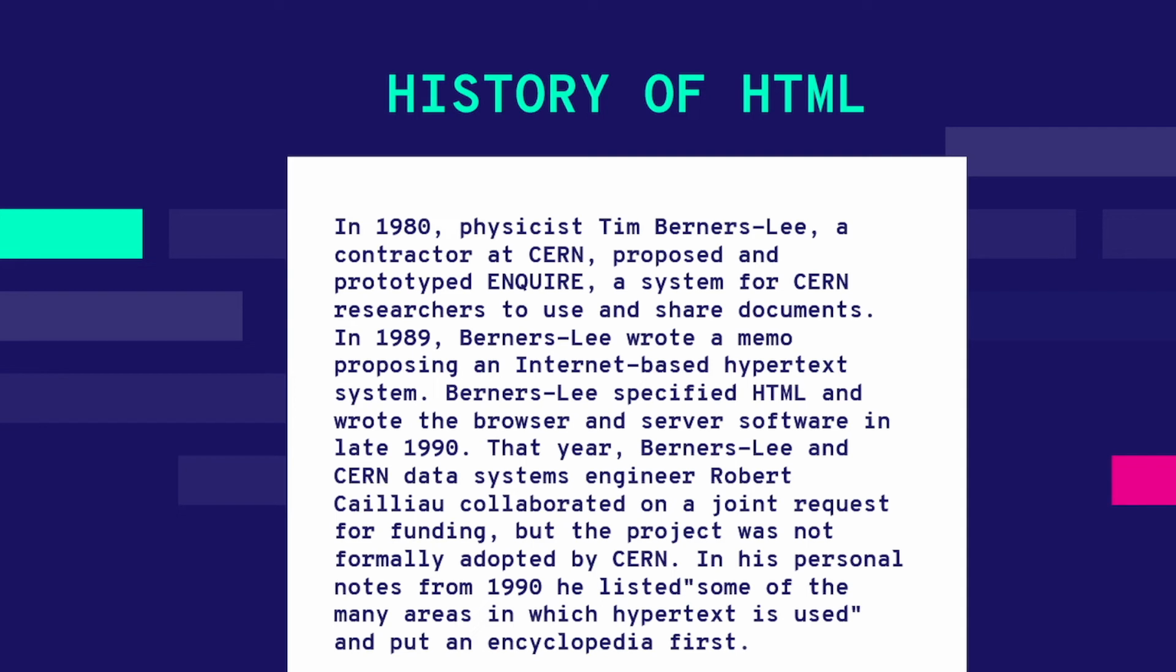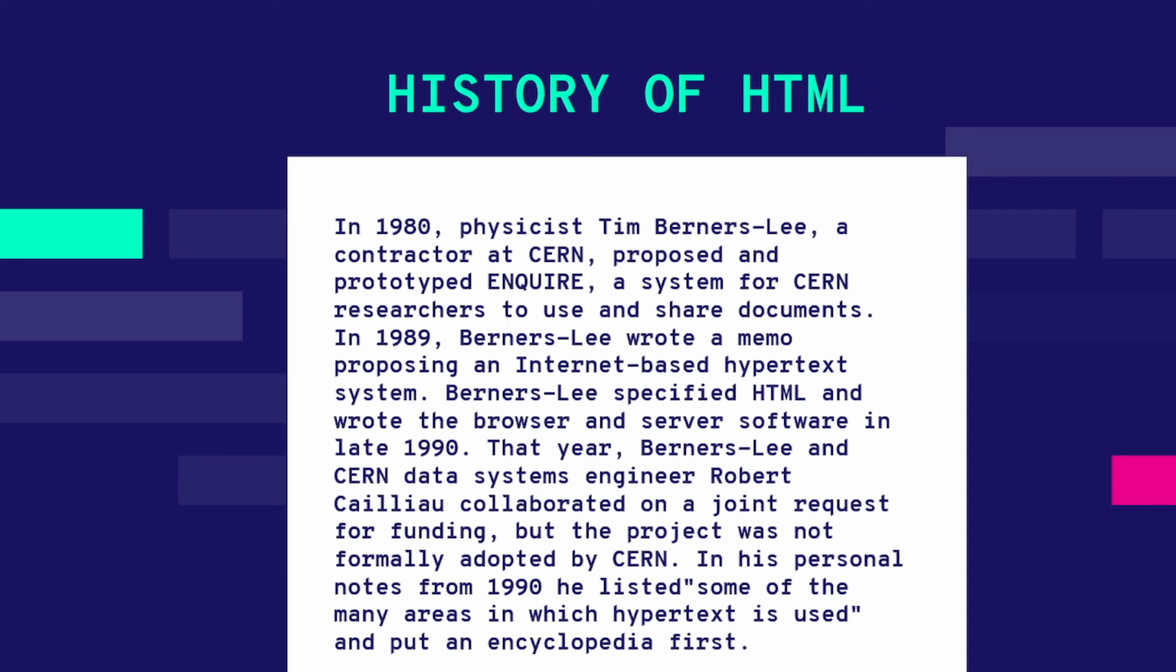Berners-Lee specified HTML and wrote the browser and server software. In late 1990, Berners-Lee and CERN data systems engineer Robert Cailliau collaborated on a joint request for funding, but the project was not formally adopted by CERN. In his personal notes from 1990, he lists some of the many areas in which hypertext is used, and he put an encyclopedia first.